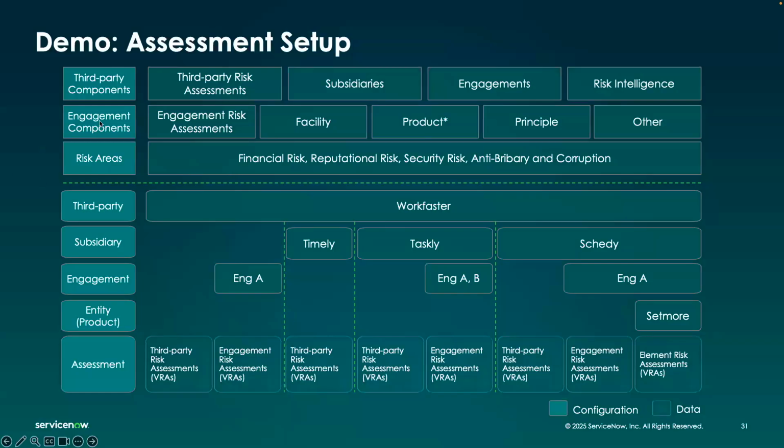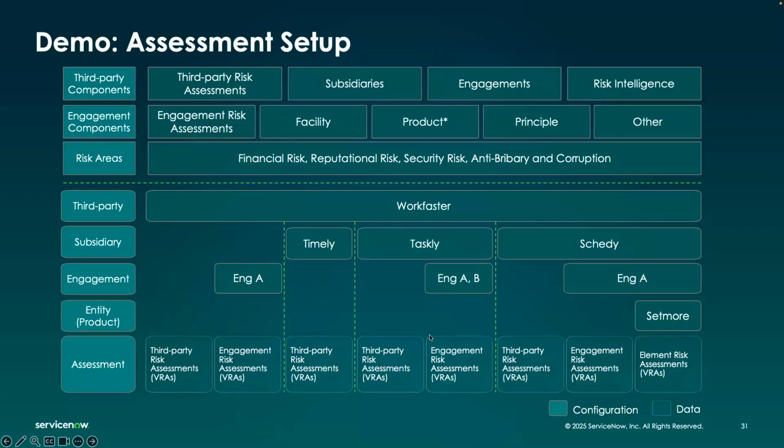Regarding risk areas, across both third-party and engagement layers, we are consistently evaluating four risk domains: financial risk, reputational risk, security risk, and anti-bribery and corruption. These risk areas are used in risk area criteria to contextualize what kinds of risks are being measured and how much they influence the final rating.